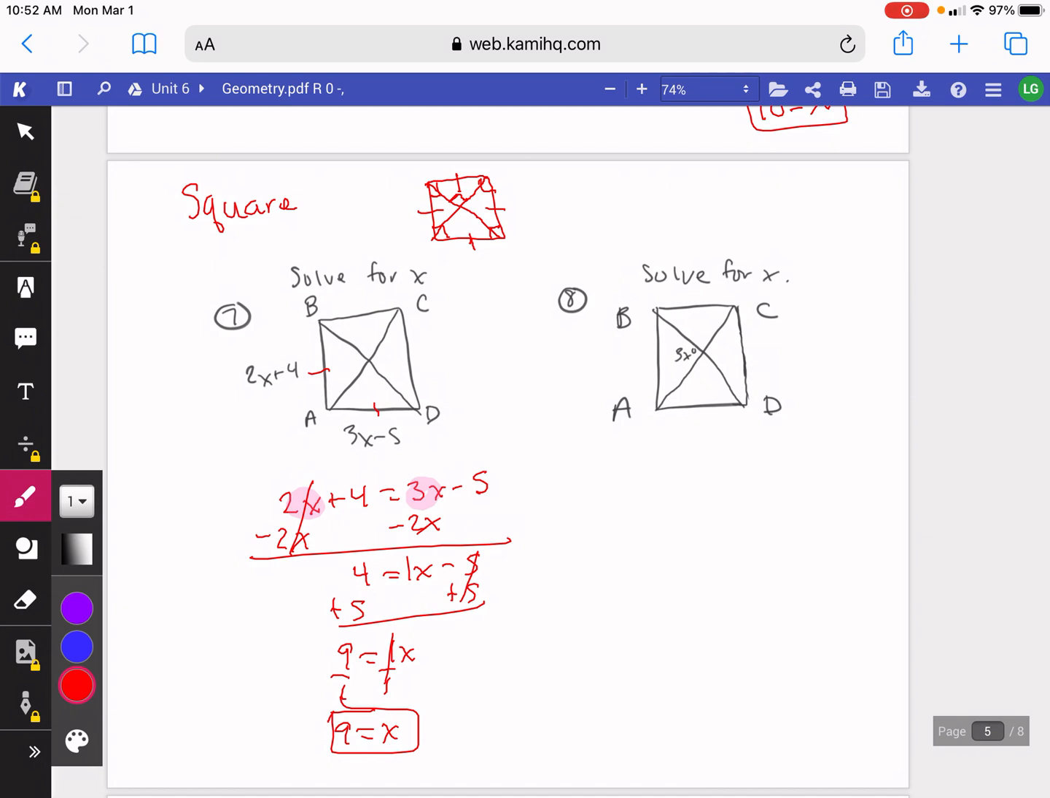On number 8, they're looking at one of the angles in the diagonal, and we learned that those all form right angles. So since these form right angles, that means that 3x has to equal 90 degrees. If we divide by 3, we get 30 for our answer for x.